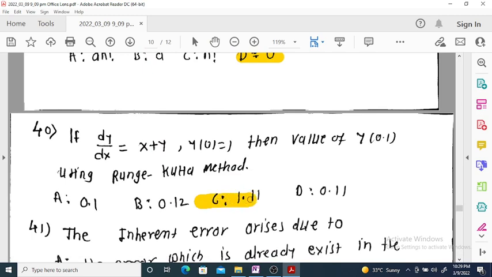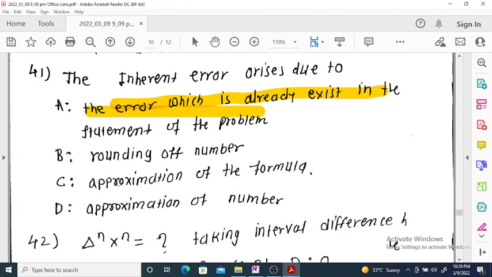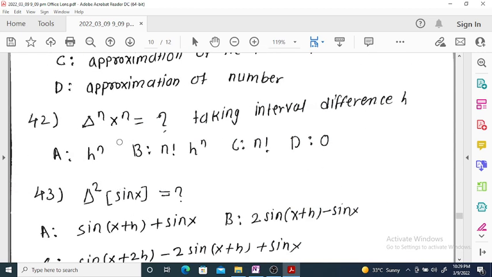So C. The inherent error arises due to the input value. If there is already an error in the statement, then inherent error occurs. Delta n of x raised to n is what? N factorial into h raised to n.